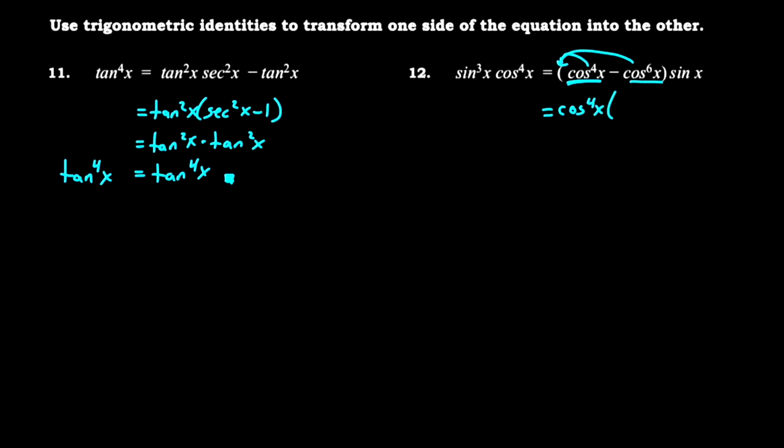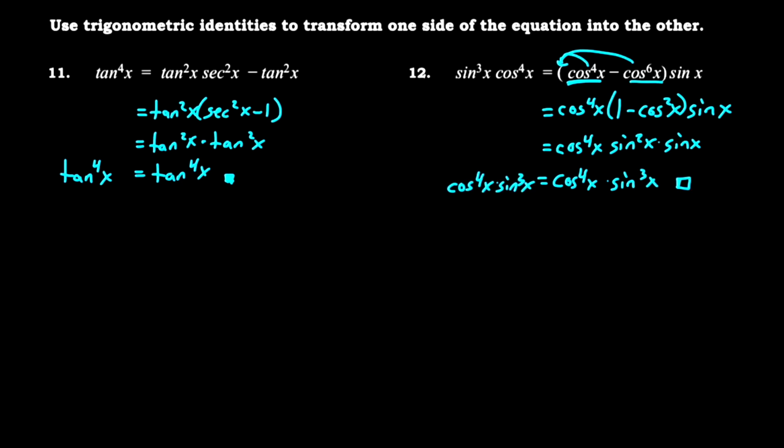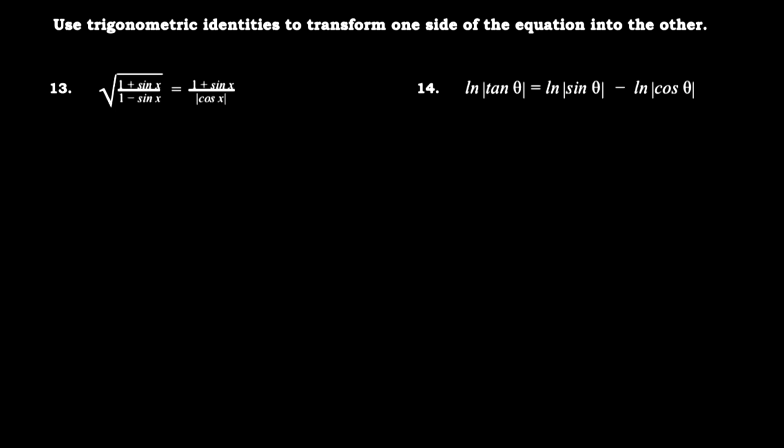So cosine to the fourth of x, and then in this term we would just have 1 left over. In this term we would have minus cosine squared, and then the sine is just kind of staying at the end here. All right, now 1 minus cosine squared, if you look at your Pythagorean identities, that is sine squared. So now we have cosine to the fourth of x times sine squared times sine. And if you put those sines together, we've got cosine to the fourth of x times sine to the third. And that's it.